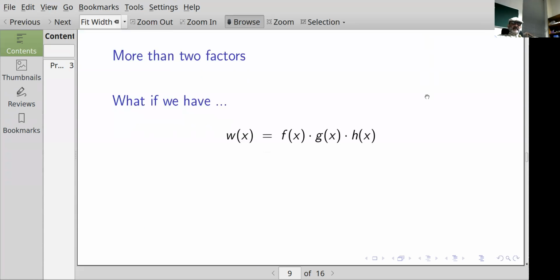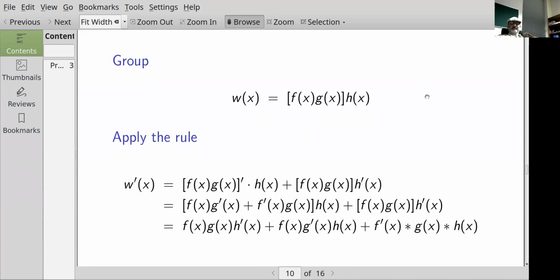Now, just as an exercise, you don't really need to have a rule for 3 factors in the product, because you can just apply your product rule twice. But supposing, just as an exercise, w of x is equal to f of x times g of x times h of x. We want the derivative of w.